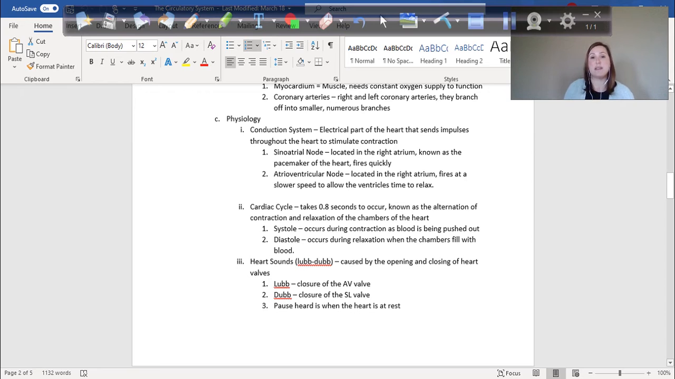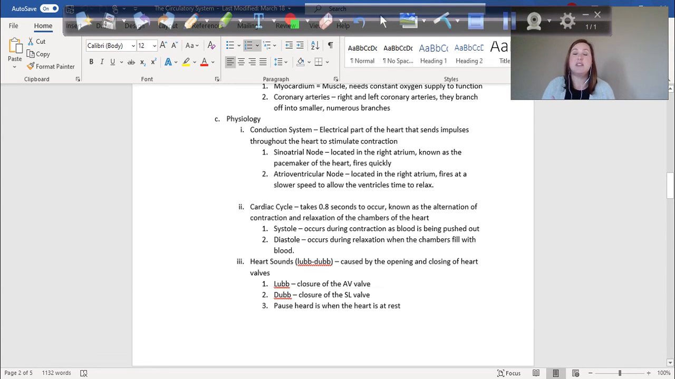we refer to that as the lub-dub of the heart. And that's caused by the opening and closing of those valves. So the lub, that's that AV valve. That's the valve between the atria and the ventricle. And as that closes, it makes a sound. That's the lub. When you hear the heartbeat of lub-dub, that's the top, the first noise that you hear.